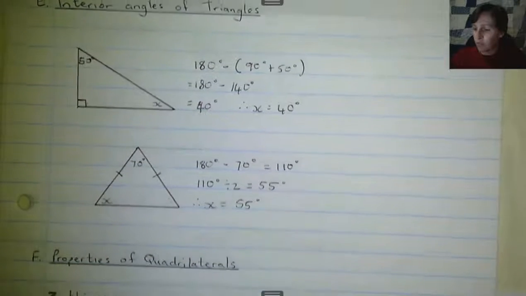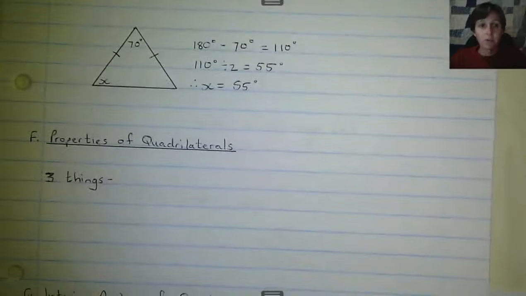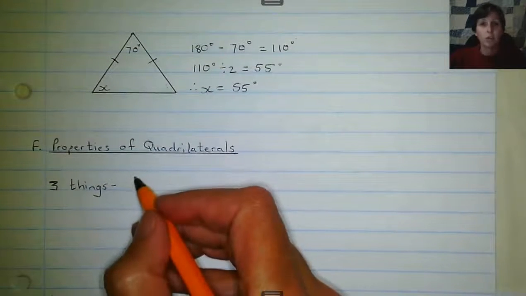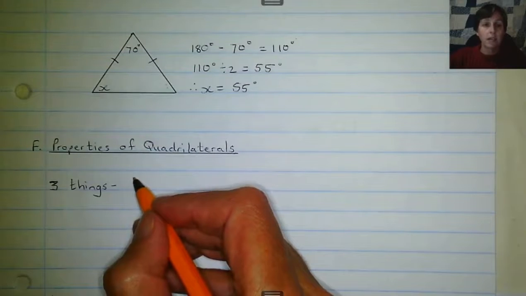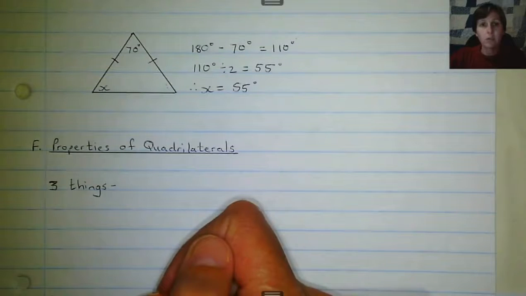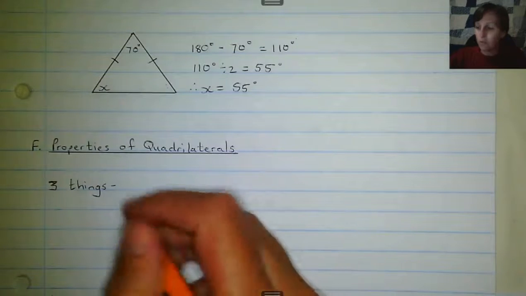Then we move on to the properties of the quadrilaterals. The properties of the quadrilaterals I'm not going to go into in detail here. I'd like you to take your worksheet that you got previously and have a look at those properties and go through them very carefully. They're very important. Remember, there are 3 things that we look at when we look at the properties of quadrilaterals.